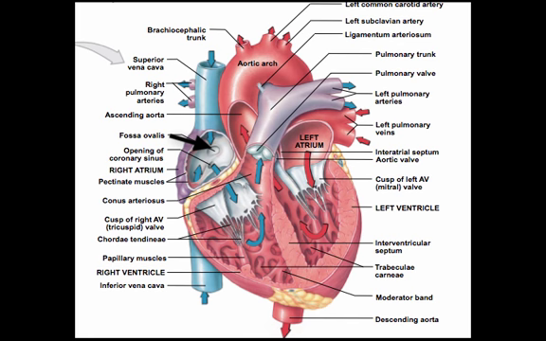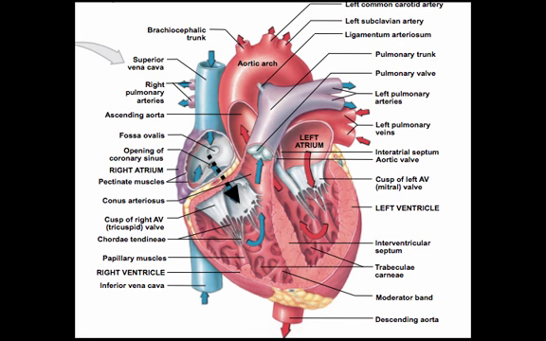During development prior to birth, there is an opening in the interatrial septum between the right and left atrium. This opening is called the foramen ovale. The foramen ovale seals off at birth and forms an indentation or remnant called the fossa ovalis.